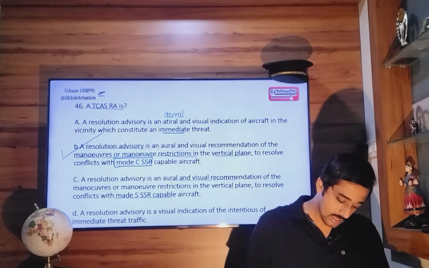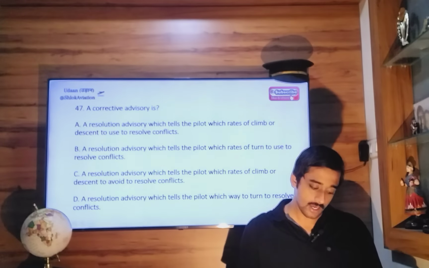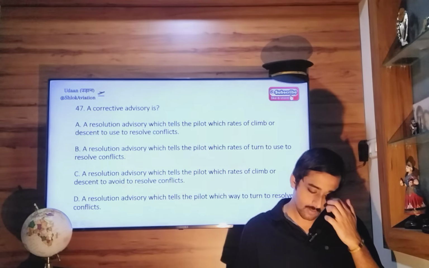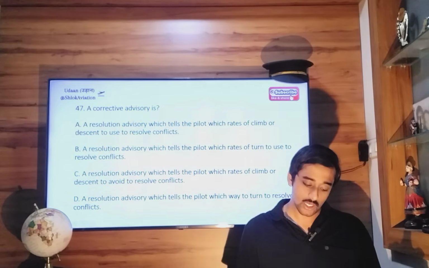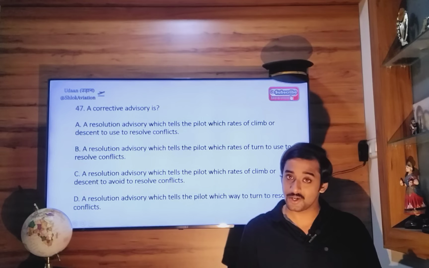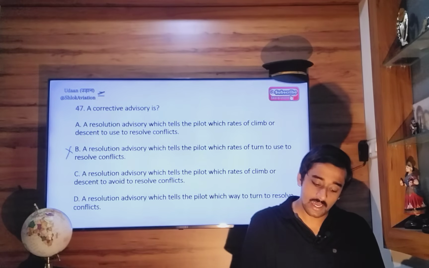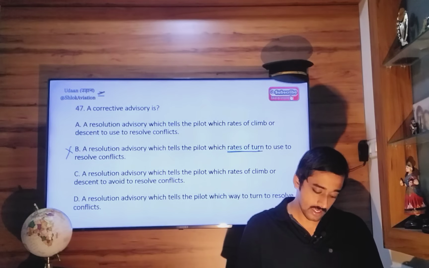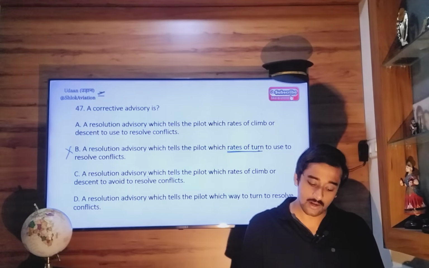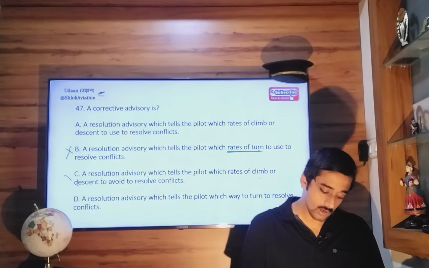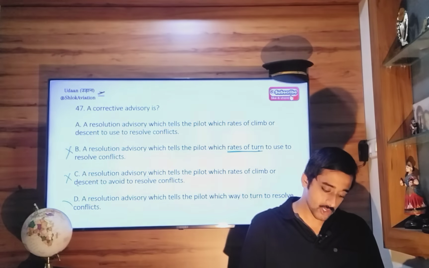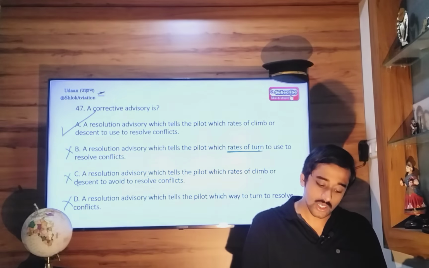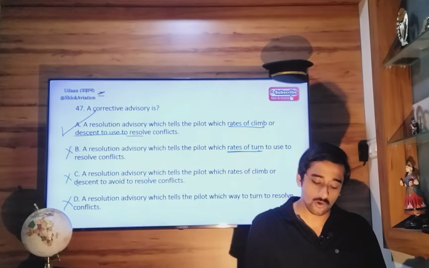Okay. Next. A corrective advisory is a resolution advisory which tells the pilot which rates of climb or descent to use to resolve conflicts. A resolution advisory which tells the pilot which rates of turn to use. Wrong. We only get resolution advisories in the vertical plane. A resolution advisory which tells the pilot which rates of climb or descent to avoid to resolve conflicts. No. A resolution advisory which tells the pilot which way to turn. Wrong. So the correct answer is option alpha. Which rates of climb or descent to use to resolve conflicts.